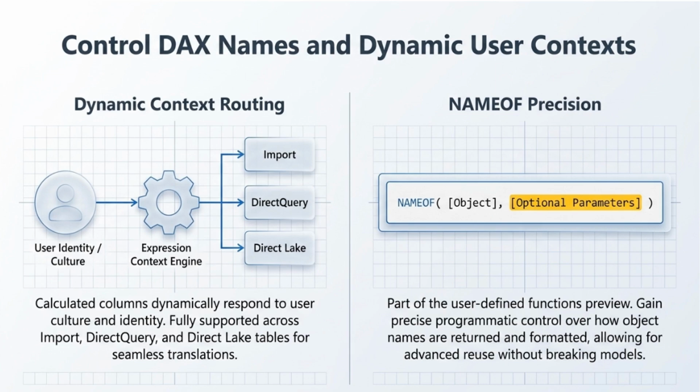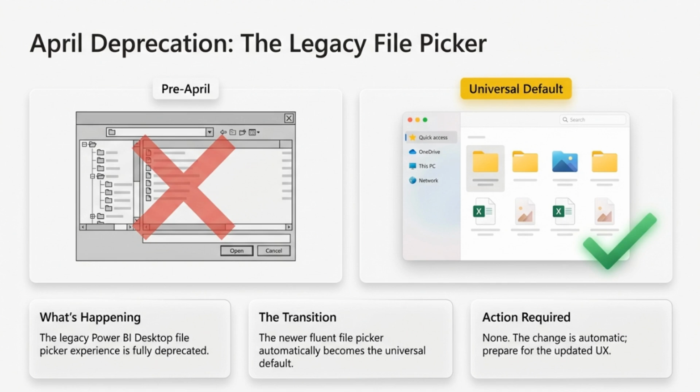Okay, let's start to wrap things up. We've got a couple of important housekeeping notes and then a really fun thought to highlight. So first, the housekeeping. This is an important one. The old classic file picker experience in Power BI Desktop is now officially gone. It's been fully deprecated. The modern file picker is now the default, period. You don't need to do anything, but just know that old toggle to switch back, well, it's not there anymore.